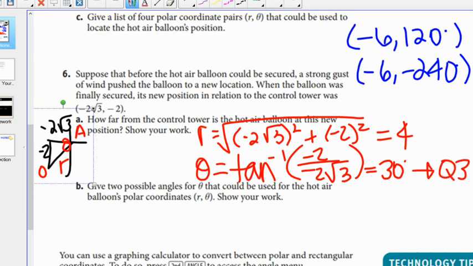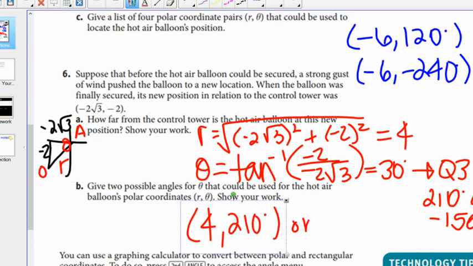So we would have to call this either 30 degrees past 180, which is 210, or you could have called it negative 150 degrees. Because of the location this way, you definitely don't want to say 30. That's actually not the correct answer. So you would want to write 4, 210, or 4, negative 150. Okay, 30 degrees would not be appropriate here because of that location.